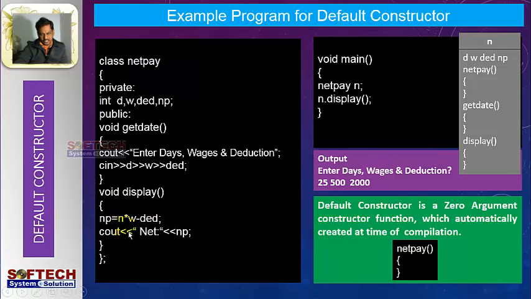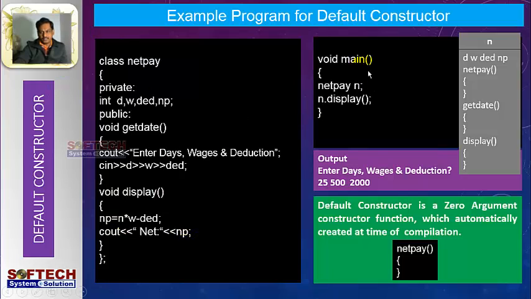So that is deduction. First we calculate the gross salary, that is number of working days into wages per day. After that we subtract the deduction, then we display the output, net pay. So this is the class netPay.